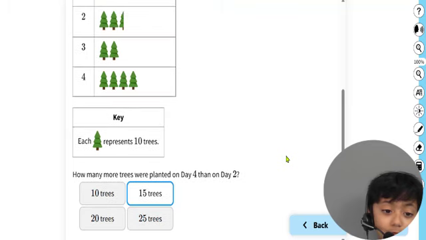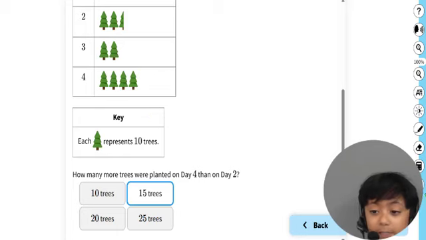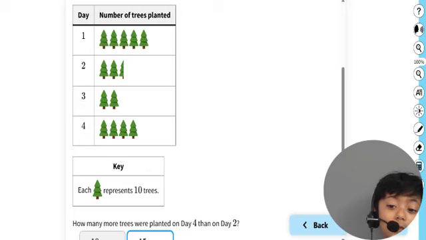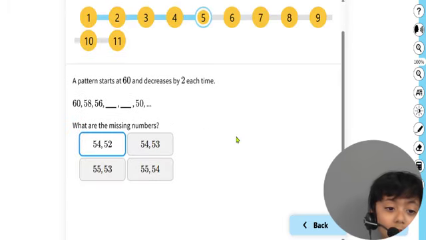How many more trees were planted on day 4 than day 2? Let's see if it's actually 15 trees. If we minus this by this, how many more trees? Meaning the difference, which is subtraction. So if we subtract this number from this number, we'll get 15. Let's see on the calculator again. It's 15, so we're correct. So 56 minus 2 is 54. 54 minus 2 is 52, and 52 minus 2 is 50. So we're right on this question too.